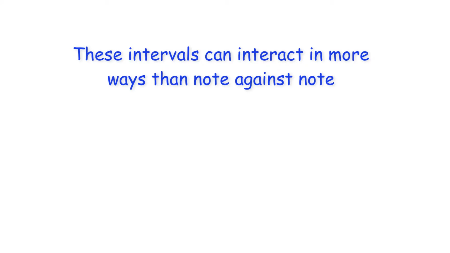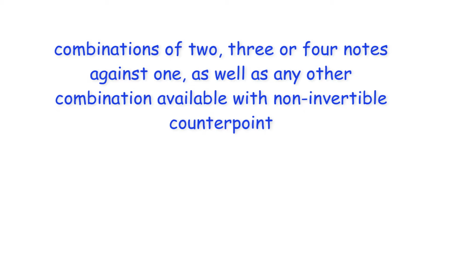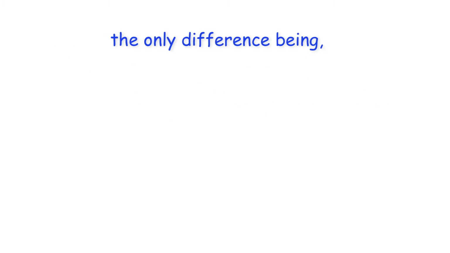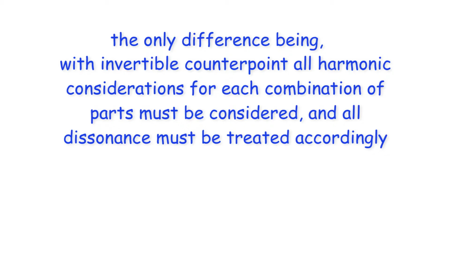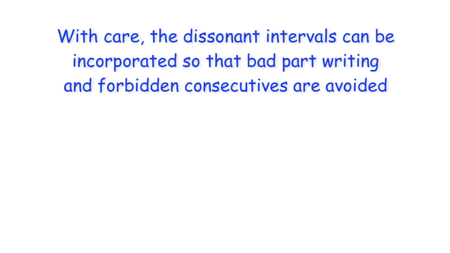Obviously, these intervals can interact in more ways than simply note against note. Combinations of 2, 3 or 4 notes against 1, as well as any other combination available with non-invertible counterpoint, is available here. The only difference being, with invertible counterpoint, all harmonic considerations for each combination of parts must be considered, and all dissonance must be treated accordingly. With care, the dissonant intervals can be incorporated so that bad part writing and forbidden consecutives are avoided.